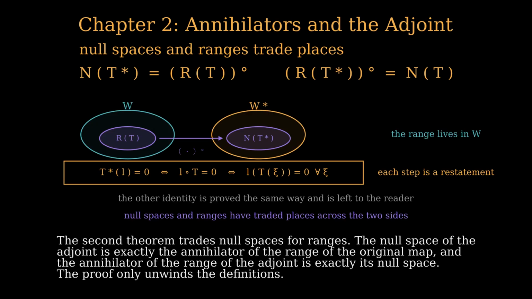The null space of the adjoint is exactly the annihilator of the range of the original map, and the annihilator of the range of the adjoint is exactly its null space. The proof only unwinds the definitions.